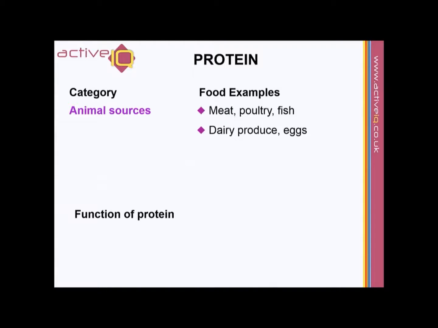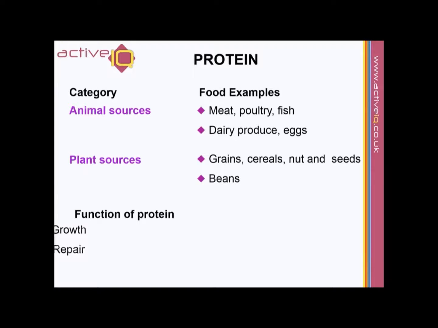Some examples now of proteins. We have animal sources such as meat, poultry, fish, dairy produce and eggs, and plant sources: grains, cereals, nuts and seeds and beans. And the function of protein is to grow and repair.